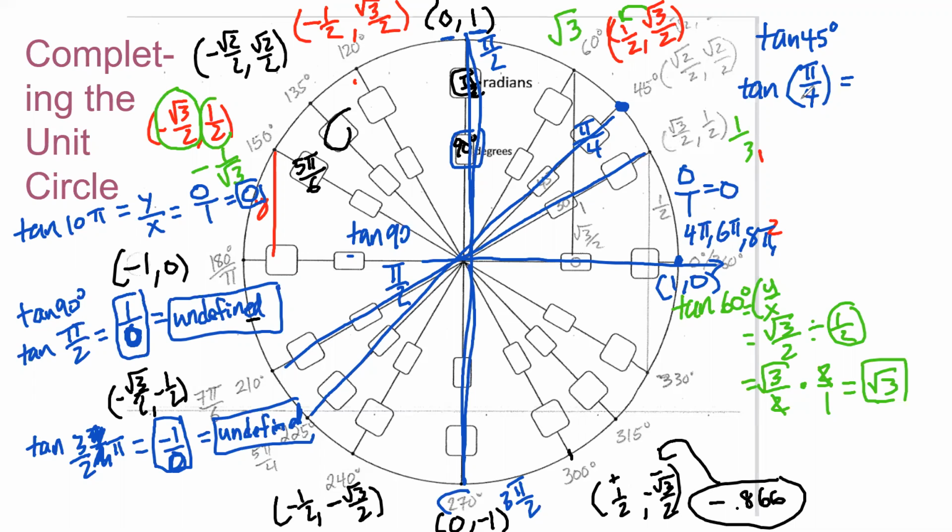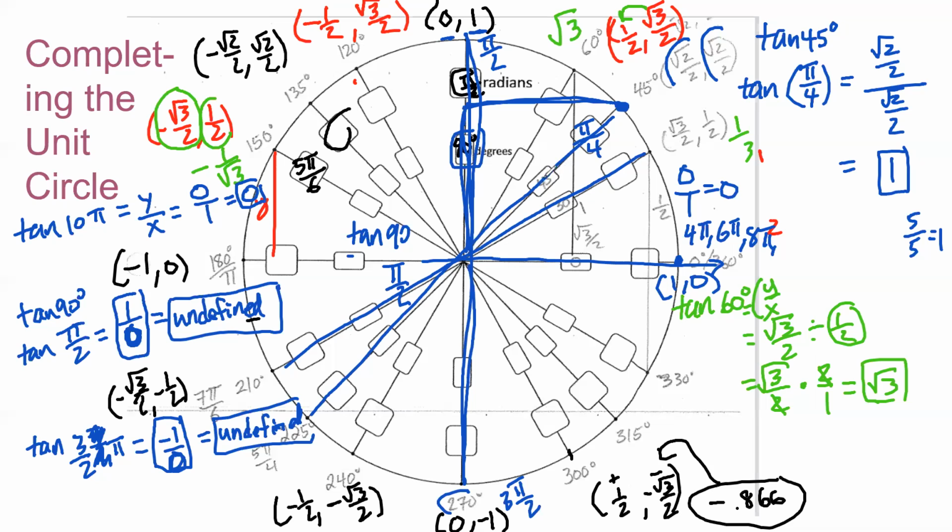So tangent of pi over 4, well, the y coordinate is the same as the x coordinate. So root 2 over 2 divided by root 2 over 2. If you have the same thing over the same thing, what does that equal? It should equal 1, right? If I have 5 over 5, that equals 1. Well, root 2 over root 2 equals 1 too. Does that make sense that this slope is 1? Yeah, because if I have root 2 over 2, root 2 over 2, that's a 45-degree angle, and 45-degree angles have a slope of 1.